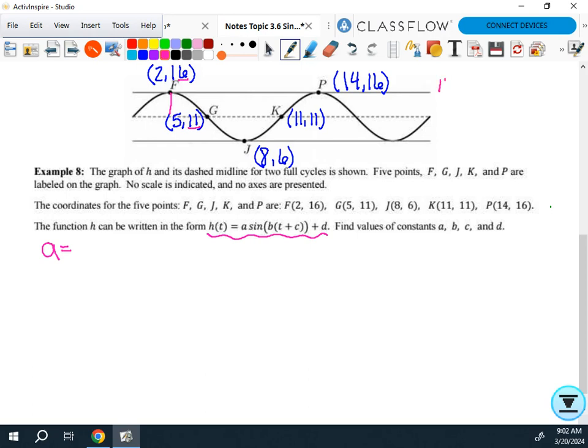You could label this over here. This is 16, 11, 6. Like that. So this is 5. Okay? We okay with that? Yes.